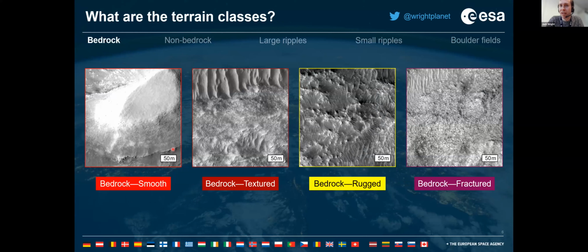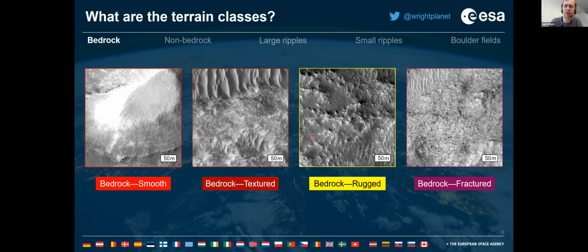And I'll just run you through the classes very quickly to show you the kinds of things that are in the landing site area that the machine learning algorithm needs to understand. So there are 5 broad groups of terrain that the algorithm can identify: bedrock, non-bedrock, large aeolian wind-blown ripples, smaller ripples, and boulder fields.